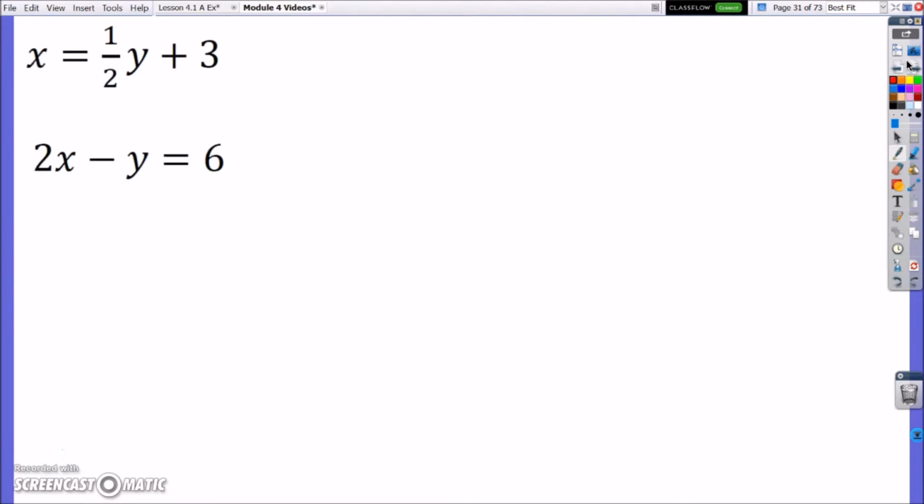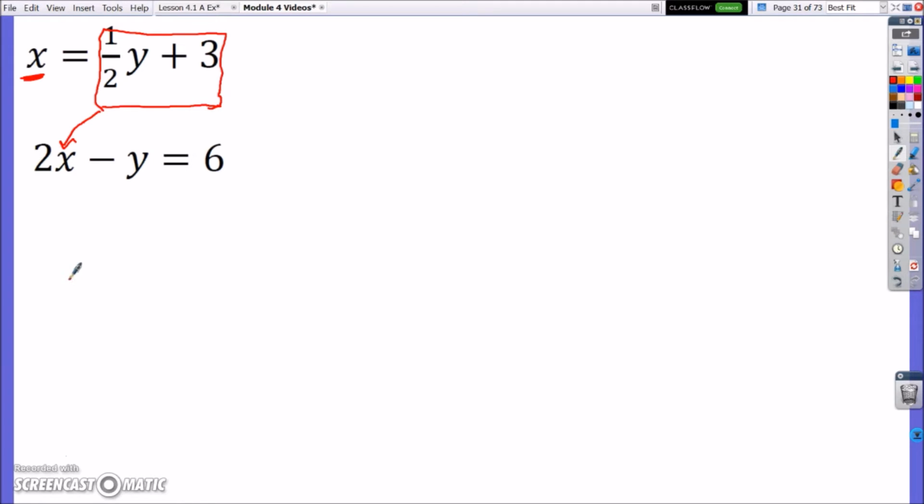All right, so let's look at this next example. I have x equals 1/2 y plus 3, and 2x minus y equals 6. It's easier to plug in because I have x equals 1/2 y plus 3. I don't need to get x all by itself because it is already by itself. So I look at my second equation and ask, do I have an x value where I can plug in 1/2 y plus 3? And I do, it's right here. So every time I see an x, I'm going to plug in what x equals, which is 1/2 y plus 3.